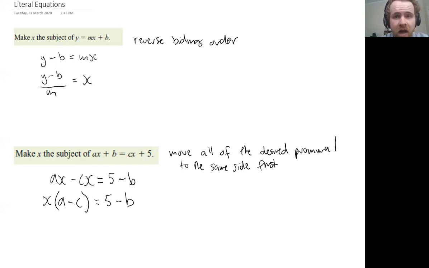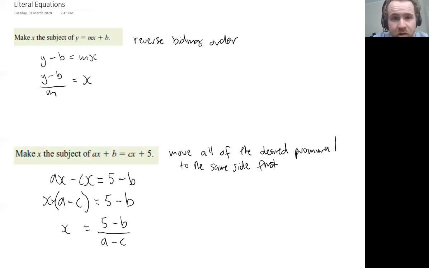So I can now divide both sides by a minus c, and that will get me x on its own. So I'm going to divide both sides by a minus c, and I get 5 minus b, and all of that is going to be divided by a minus c. So remember, there's a hidden multiplier sign here. The opposite of multiplying is dividing. So that is why we've divided both sides by what's in the brackets there. And what do you know? We've got x on its own, and we've got everything else on the other side here.